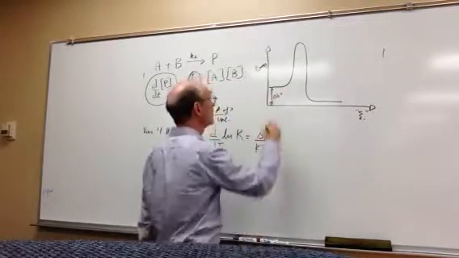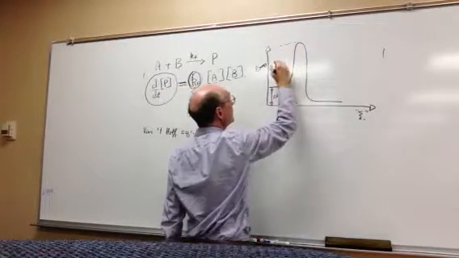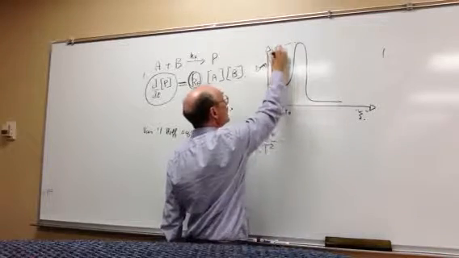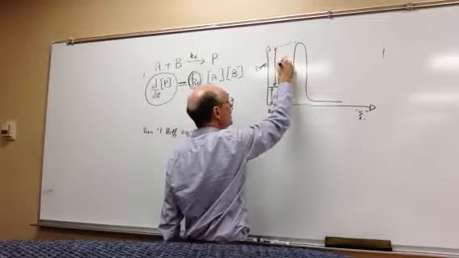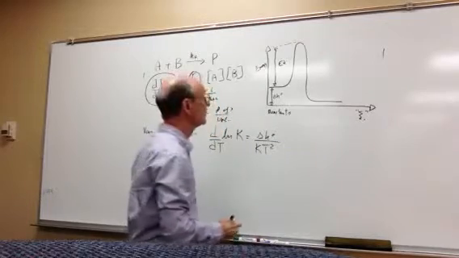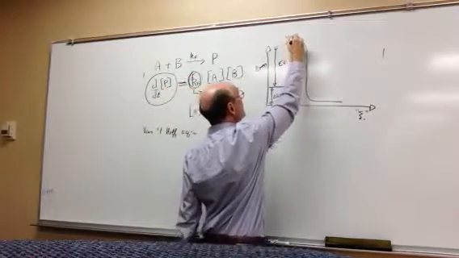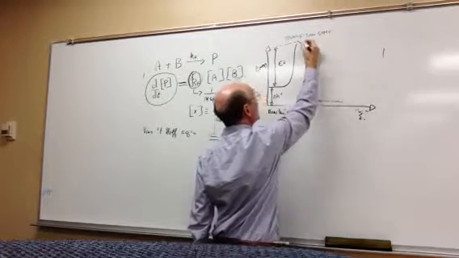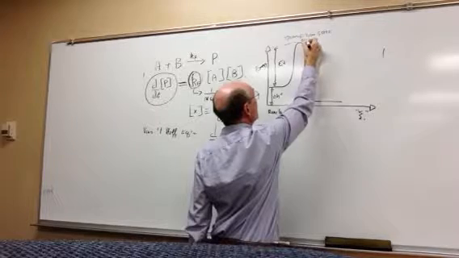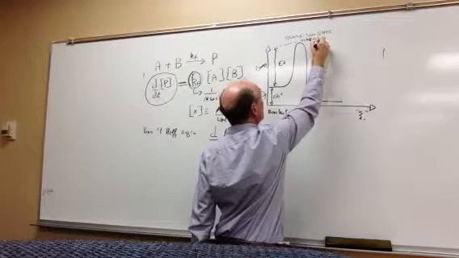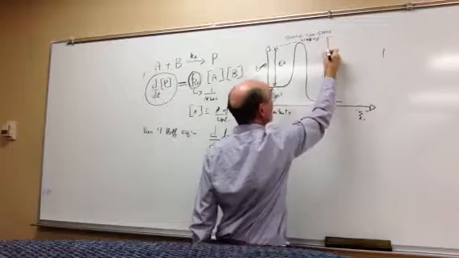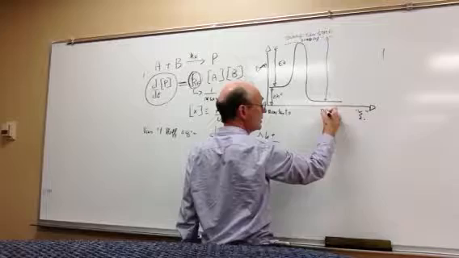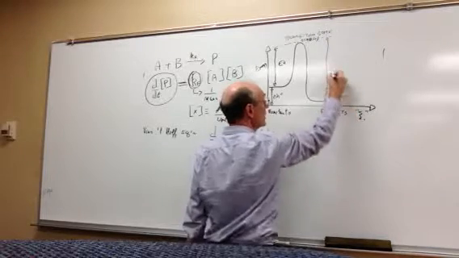The difference between the reactants energy and the maximum of the curve is called EA, the activation energy. And this is the transition state energy. And on the other side, the difference between the top of the hump and the products is called EA prime.